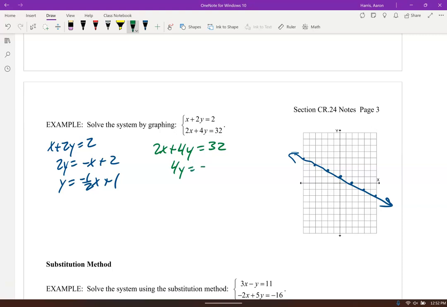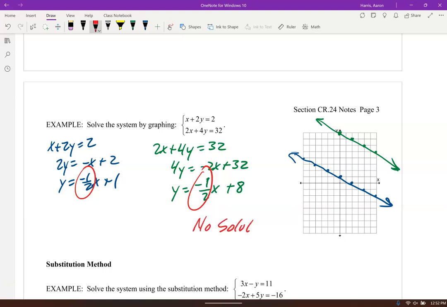Subtract 2x. Divide by 4. You notice, hopefully you noticed, both of them have the same slope, right? So these things are parallel. They're never going to cross. So you've got no solution on that.